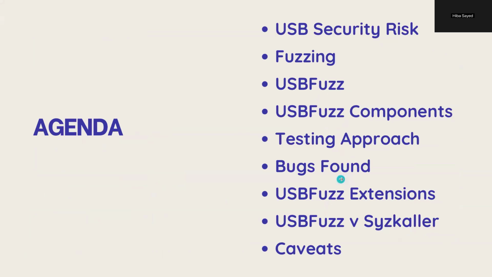First, we're going to go through what we're going to be talking about in today's presentation. We're first going to talk about the risks that USBs pose, along with fuzzing, what it is, and then USBFuzz, which is the project this presentation is about, and the different components of USBFuzz and how it really works. We're then going to talk about the testing approach, and the bugs that were found. And near the end, we're going to talk about how USBFuzz can be extended to different OSs.